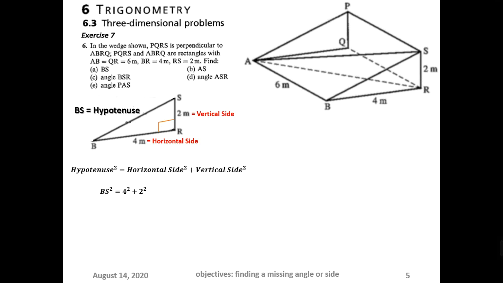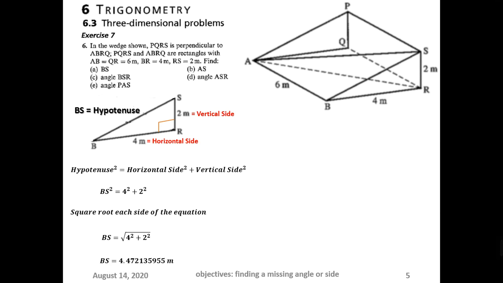Don't use the calculator yet. You have to solve for BS. So square root each side of the equation, and it will come down to BS is equal to square root of 4 squared plus 2 squared. Now you insert this in the calculator and you will get BS as 4.472135955 meter.